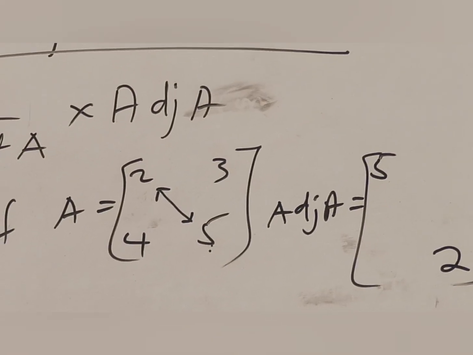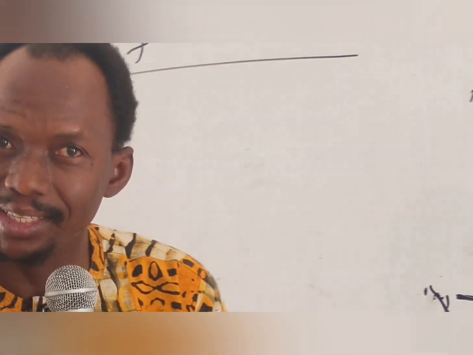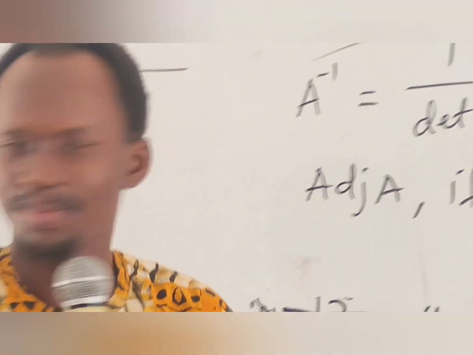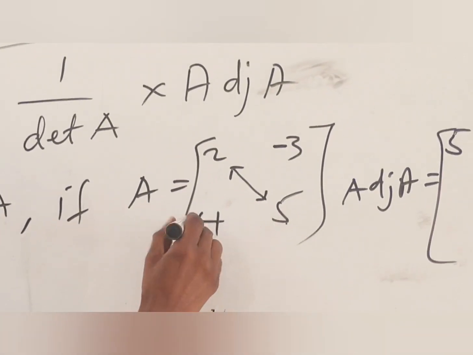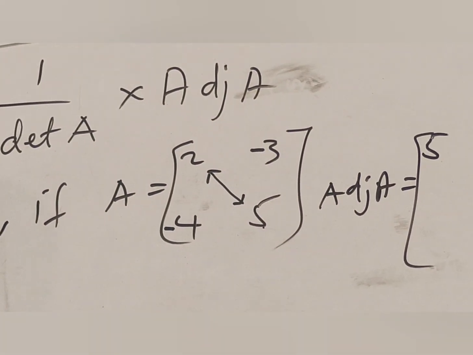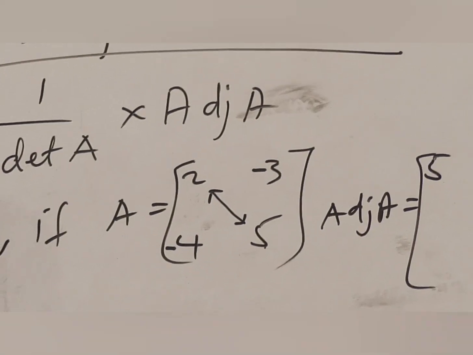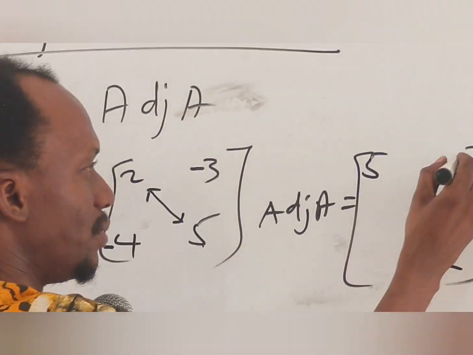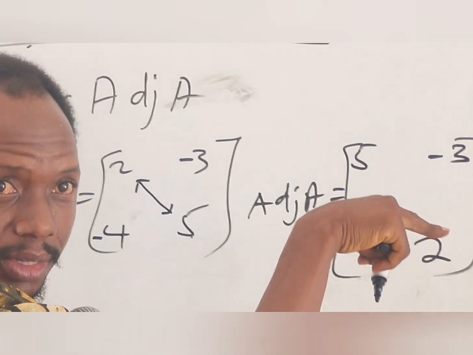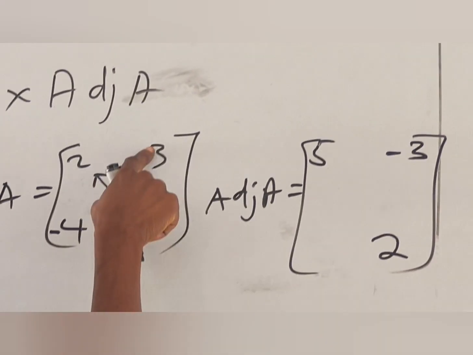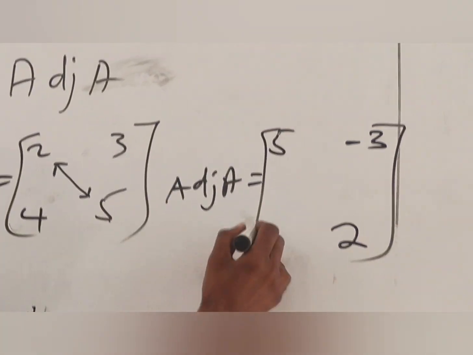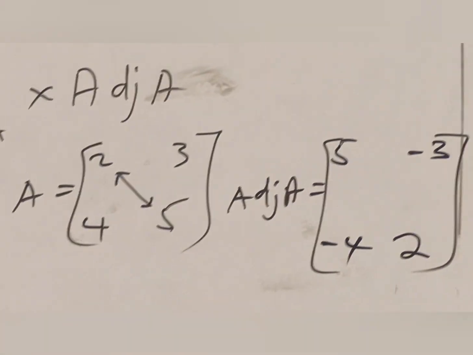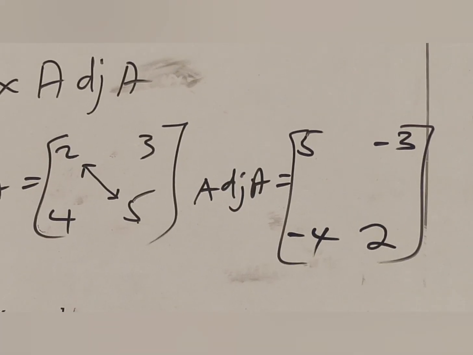Interchange these diagonal entries, then negate the other diagonal entries. After interchanging this and this, attach a negative to this and a negative to that. So that's the real adjunct. Can you see? So it was 3 here, it becomes negative 3. It was 4 here, it becomes what? Negative 4.